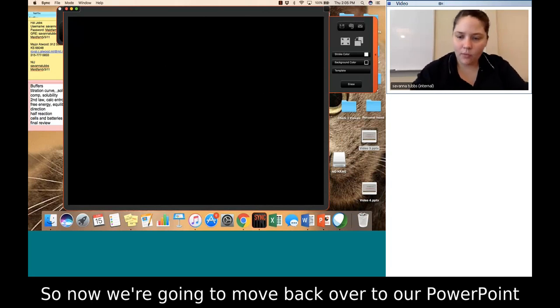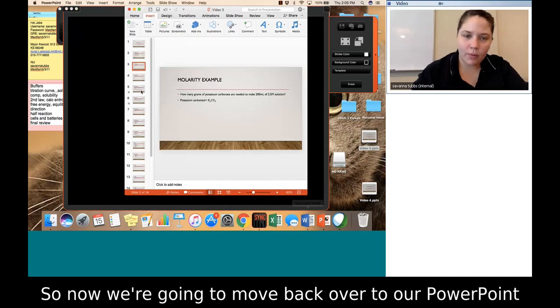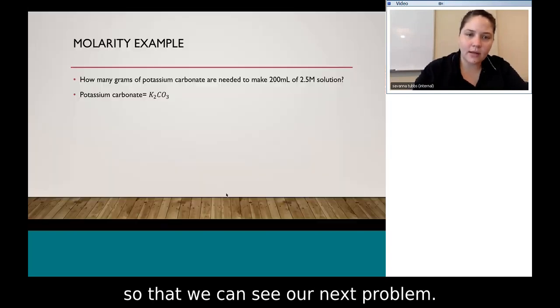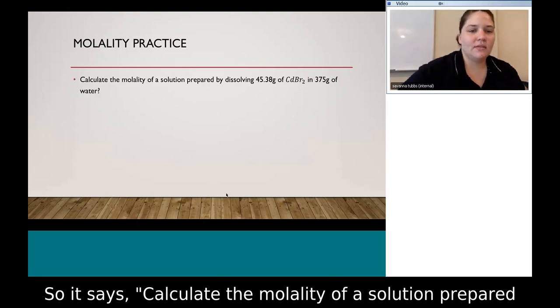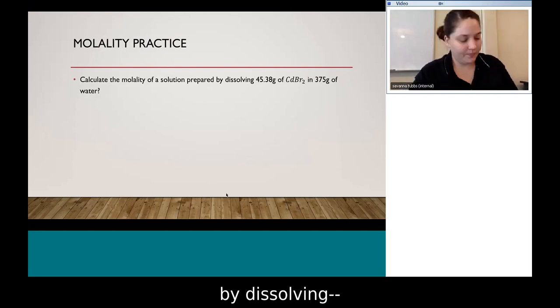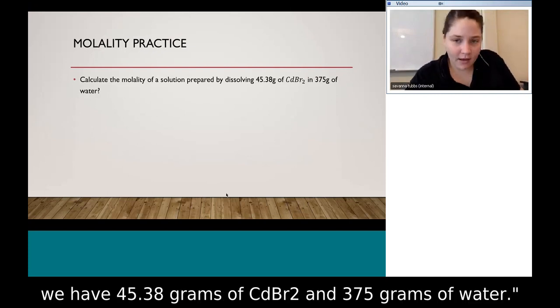Now we're going to move back over to our PowerPoint so that we can see our next problem. We now have a molality question. It says, calculate the molality of a solution prepared by dissolving 45.38 grams of CdBr2 and 375 grams of water.